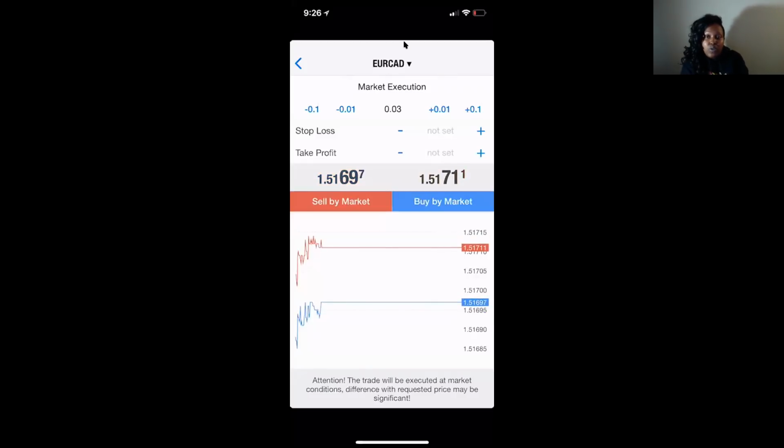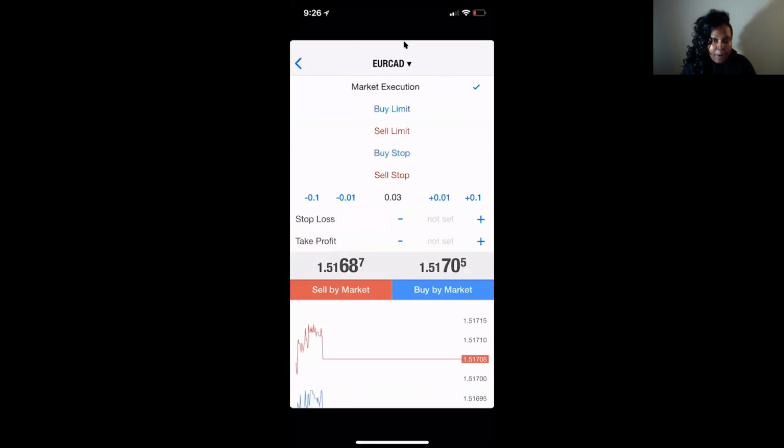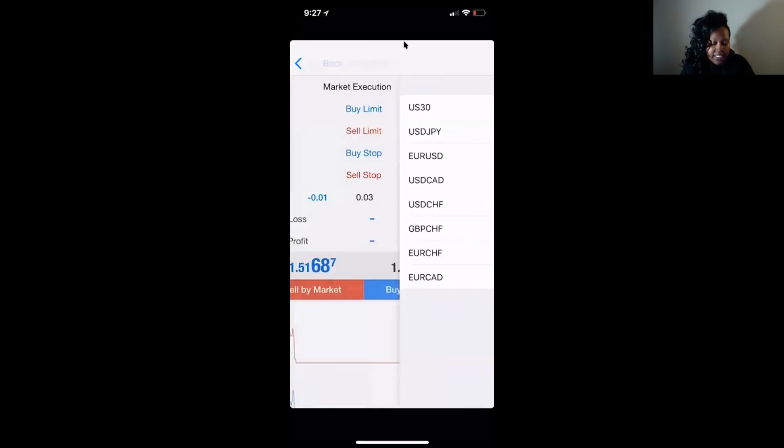Now, just so you know, for all the new people, if you happen to get Swipe Trades and they tell you to do a pending, like a buy limit, sell limit, buy stop, sell stop, you just tap on market execution and it gives you those options. So literally, whatever they tell you to do, you're able to come here and do. But for our purposes, it's a market execution.